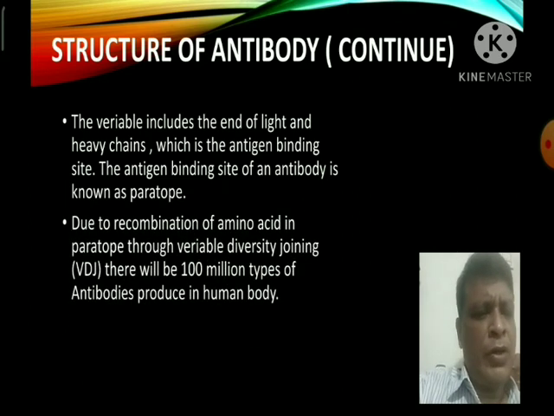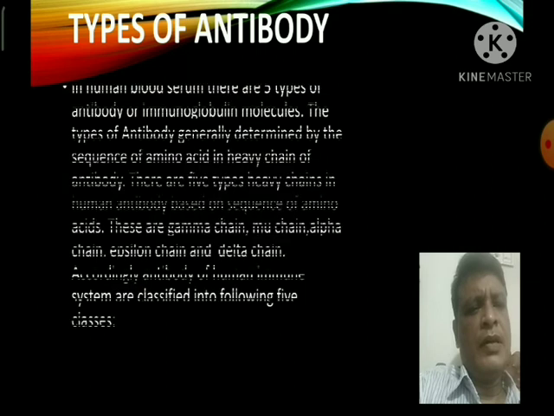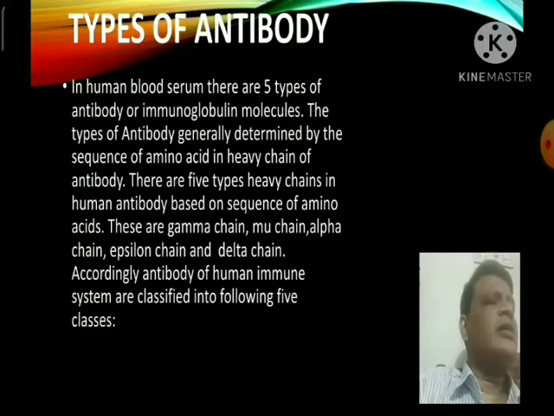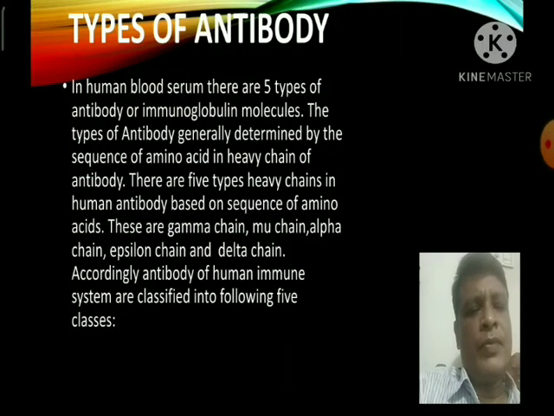Due to recombination of the amino acids in the paratope through variable, diversity, joining, there will be 100 million types of antibody produced in our body. Types of antibody. Now I would like to discuss the types of antibody. In human blood serum, there are 5 types of antibodies or immunoglobulin molecules.